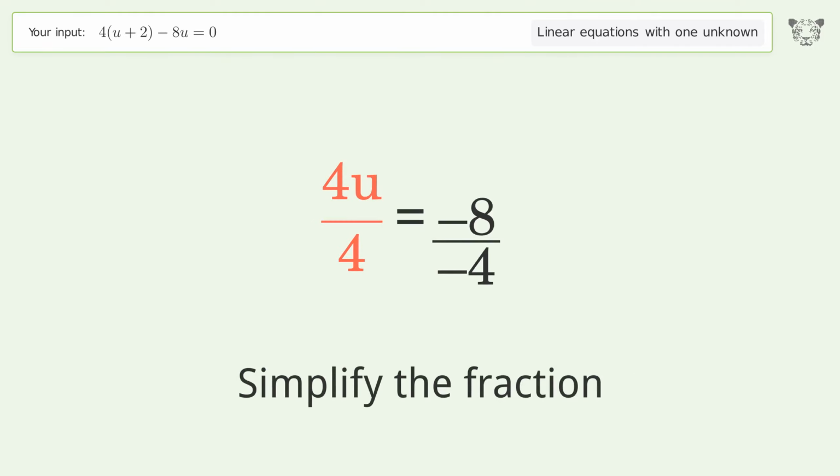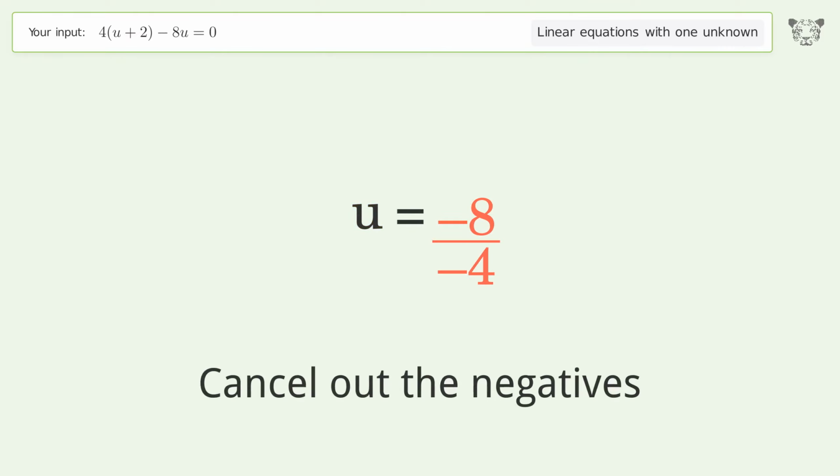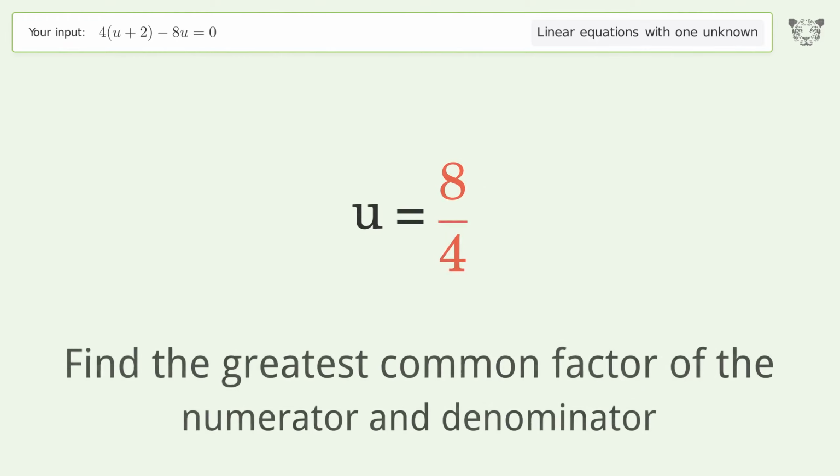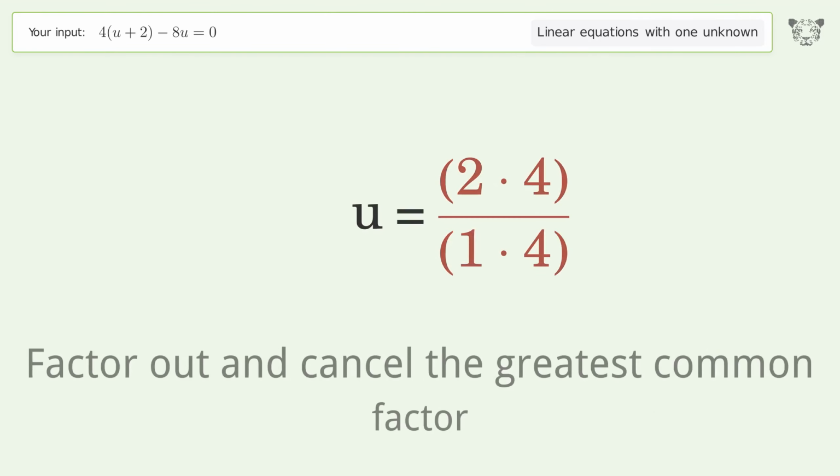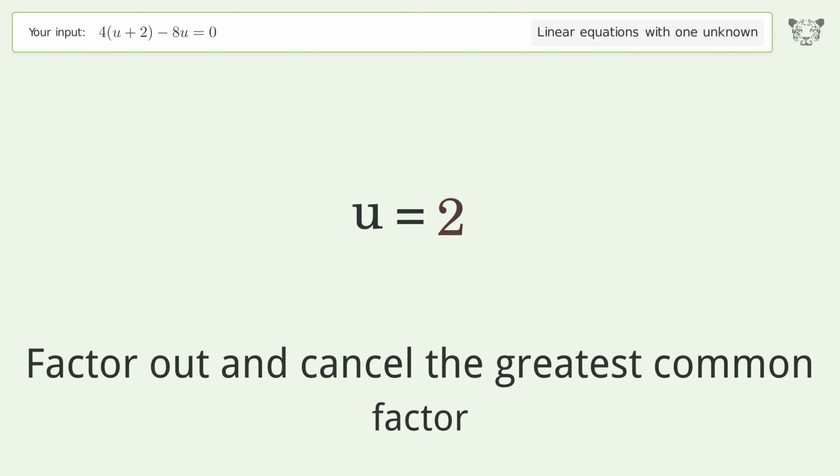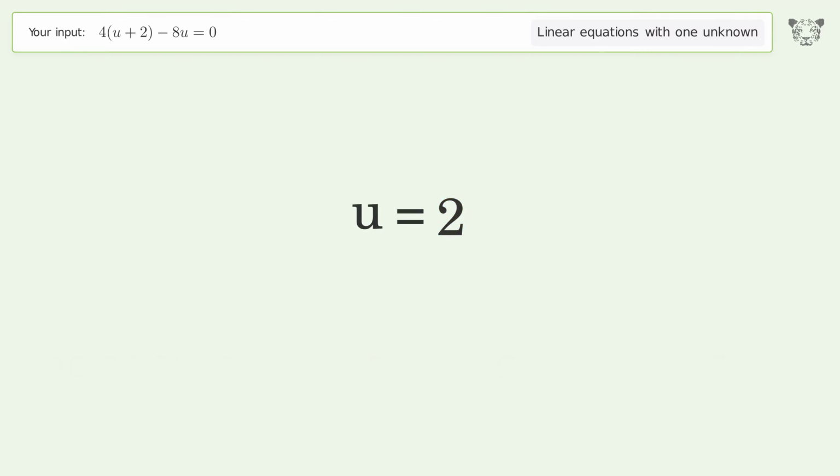Simplify the fraction. Cancel out the negatives. Find the greatest common factor of the numerator and denominator. Factor out and cancel the greatest common factor. And so the final result is u equals 2.